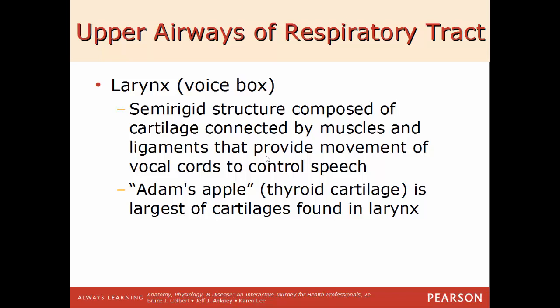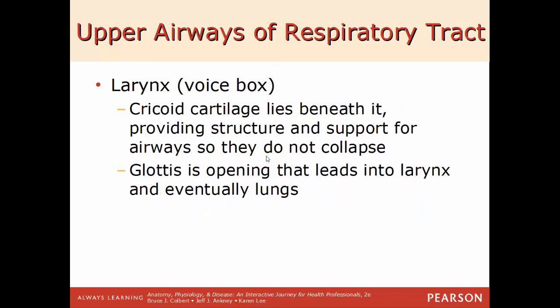It's the largest of the cartilages that are found in the larynx. The cricoid cartilage lies just beneath that, providing structure and support for the airways so they don't collapse. And the glottis is the opening that leads into the larynx and eventually the lungs. When someone gets intubated, you are entering the tube through the glottis down into the trachea.